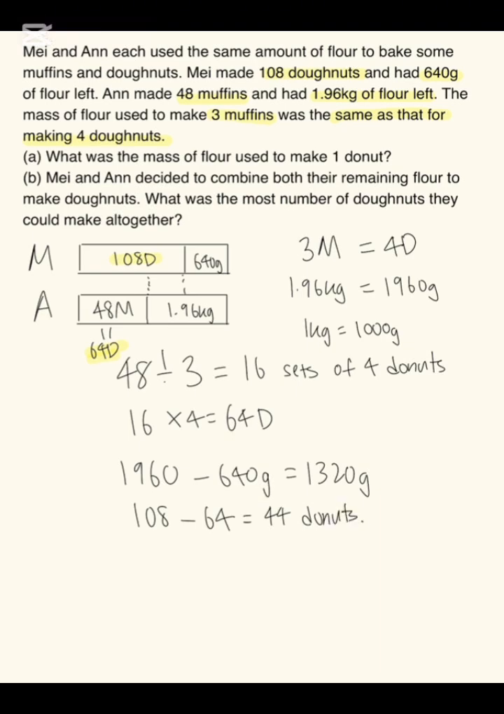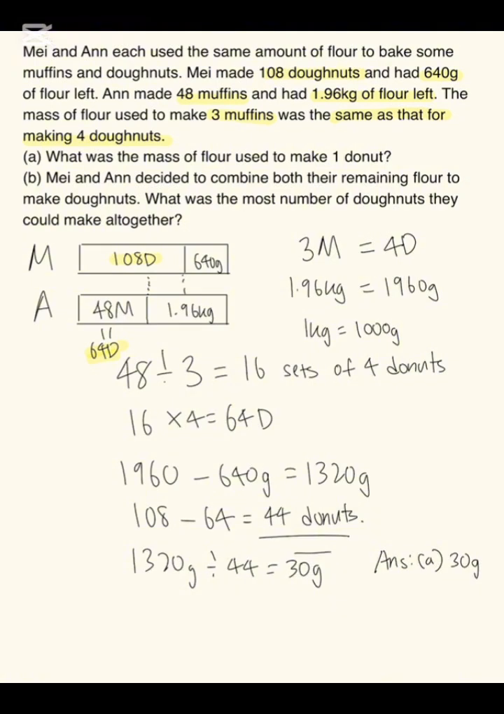So what does this mean? The difference in the flour that was left over could have been used to make 44 donuts. So I can easily solve for part A, which is taking 1320 grams divided by 44 donuts, which gives me 30 grams. So the answer for part A is that I need 30 grams to make 1 donut.